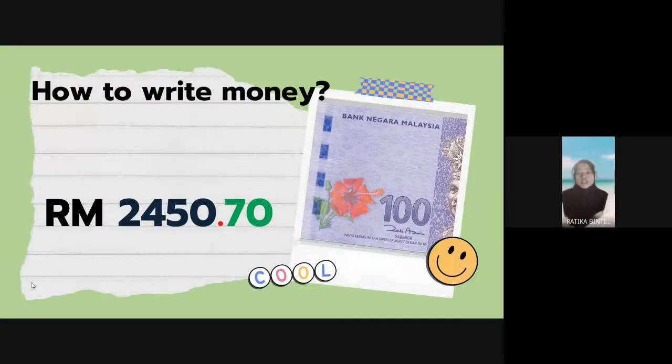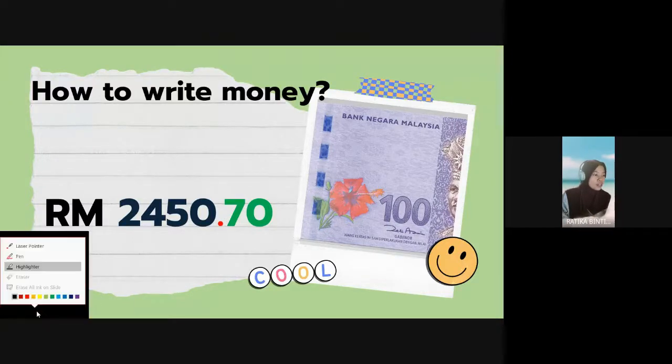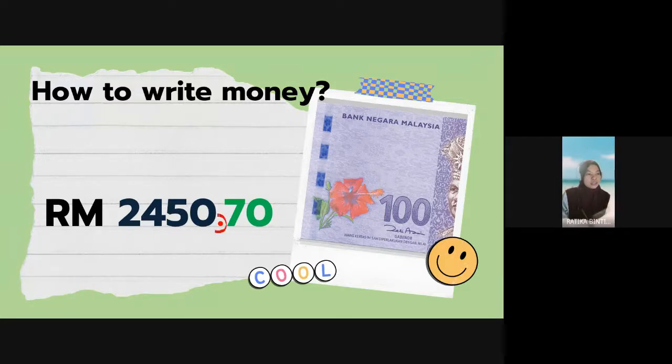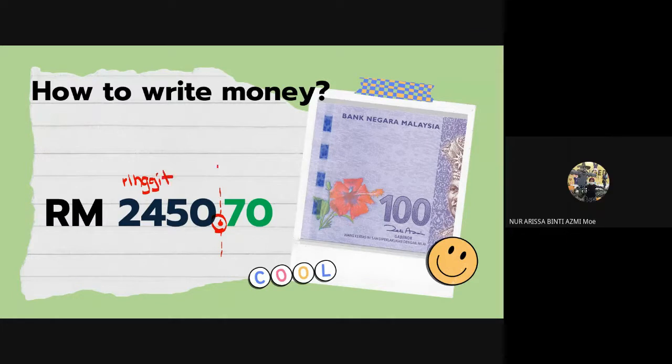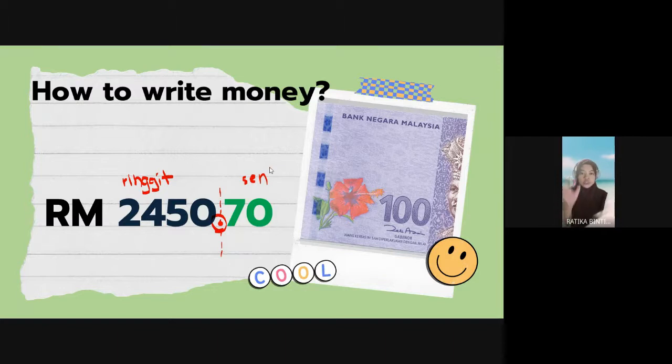Okay, first thing first, you need to know how to write money. This is how we write money. The decimal point is the divider for ringgit and also cent. Yes, very good. This is the most important thing that you need to know in writing money. The decimal point is the divider, pemisah antara ringgit dan juga sen. And you must remember that sen mesti ada dua nombor aja.